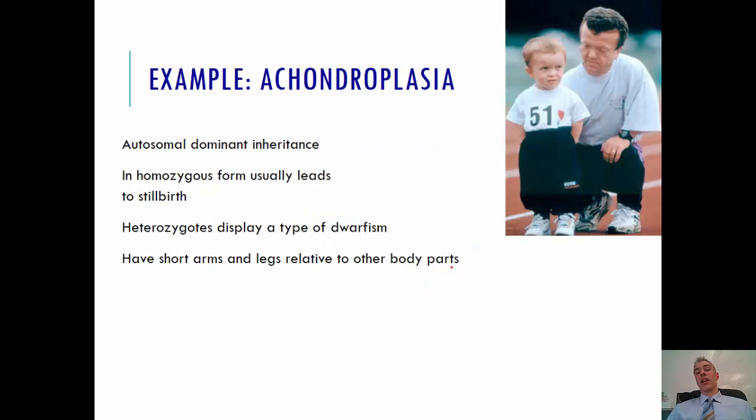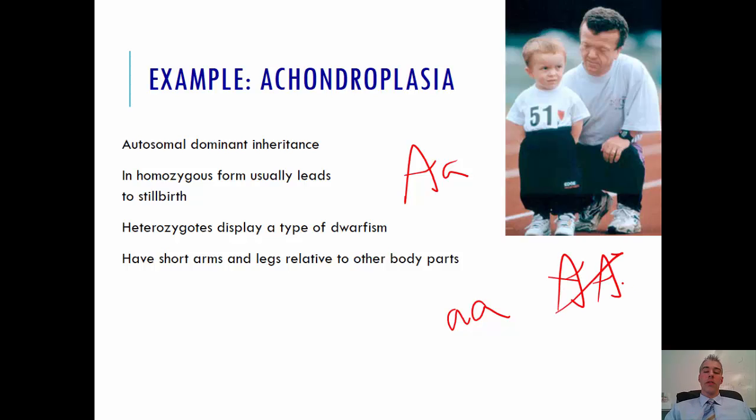An example of this is actually achondroplasia. This isn't really a disease, it's a kind of condition which causes dwarfism. If you are big A, you have dwarfism. If you're little a, you do not. If you're big A, big A, those individuals tend to die in utero or shortly thereafter.